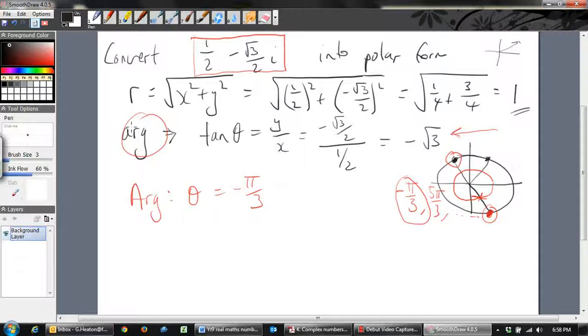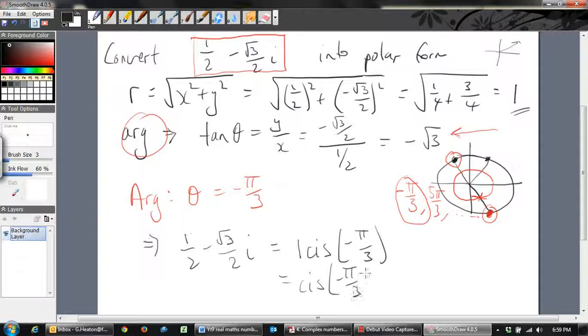Great. So we've got our argument, we've got our radius, so therefore our half minus root 3 on 2 i is equal to r cis theta. R was equal to 1. Cis, what was theta? Negative pi over 3. Don't need to write the 1, so cis negative pi on 3. And we've converted that into polar form. This here is called polar form. And there we have it. An exercise for you to do is to expand this out and see if when you expand that back into rectangular form you get back to this here. A good little exercise to do.